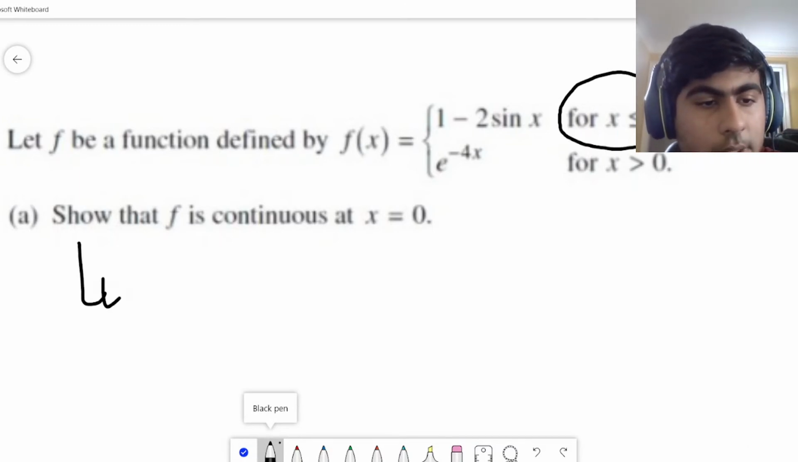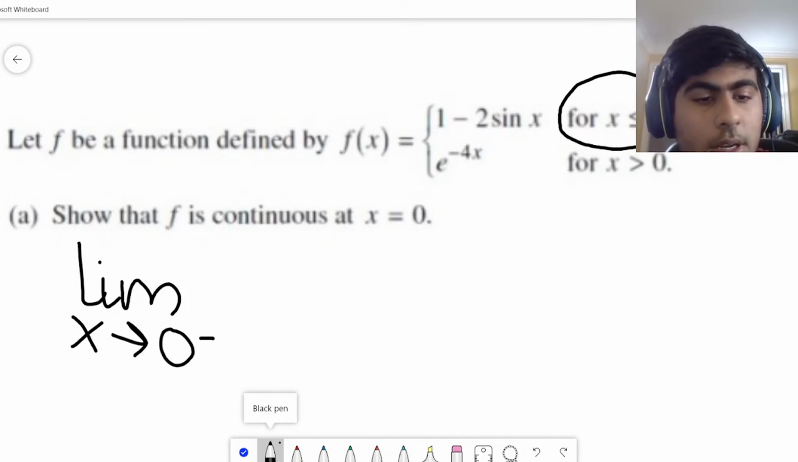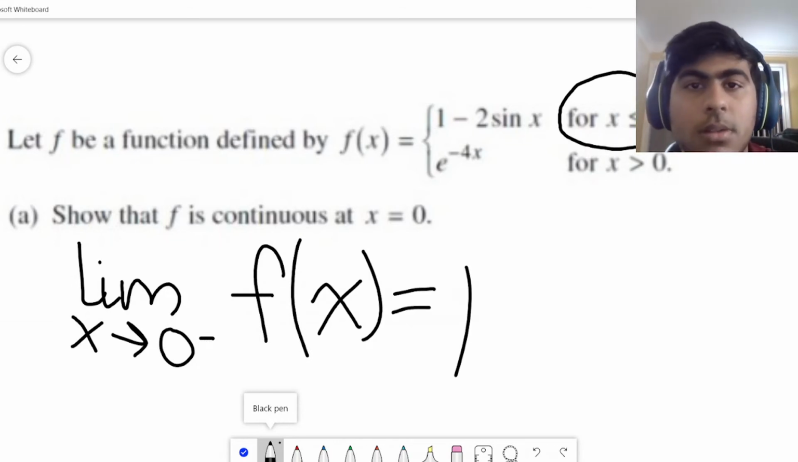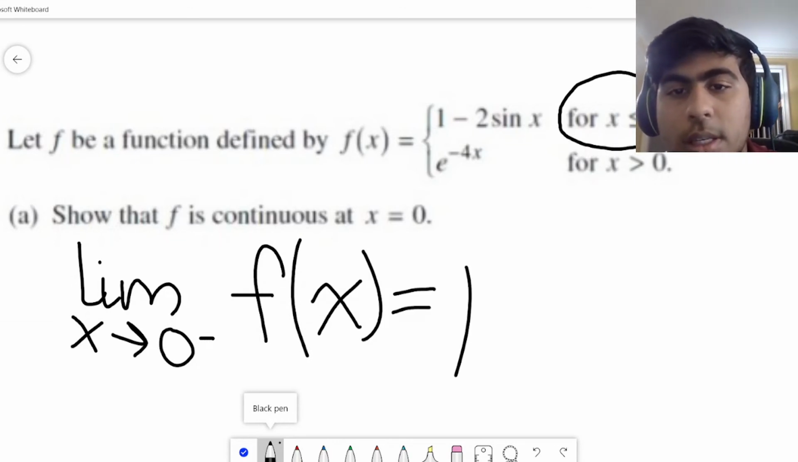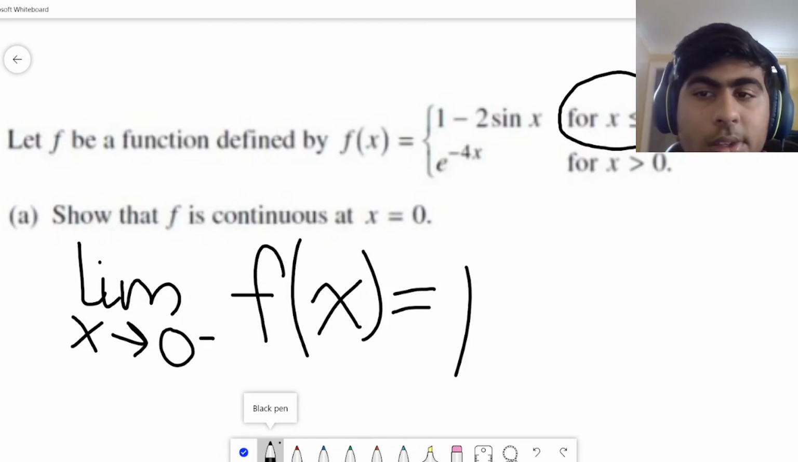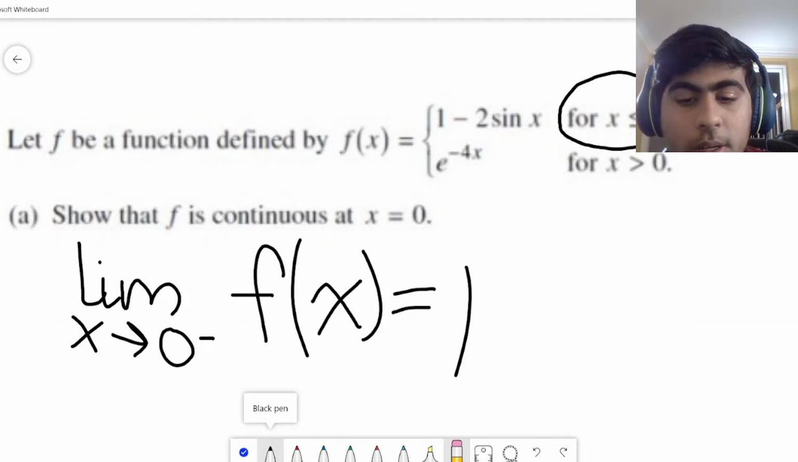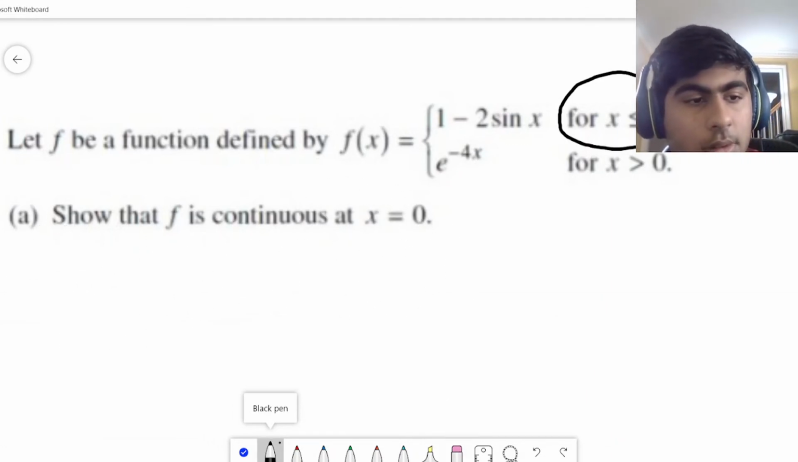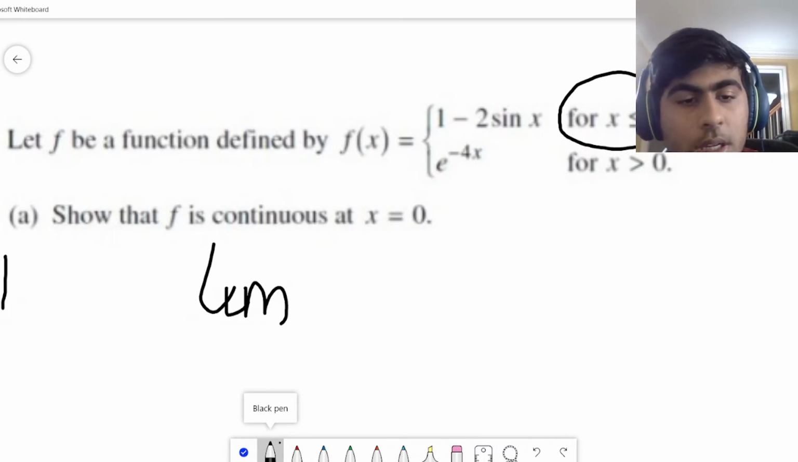Now the limit as x approaches 0 from the negative side of f of x is 1. Pretty obvious, since the left-hand side, the negative side, is the one that has 0 in it, so you just plug in 0, and it's going to be the same as the value we found. It's just 1. So with that, we can put 1 over here for the left-hand limit. And now we have to calculate the right-hand limit.